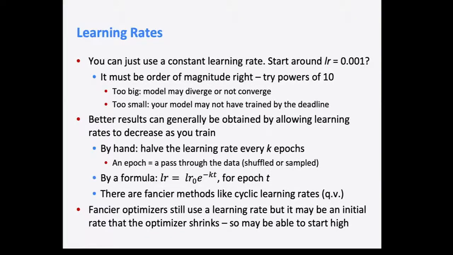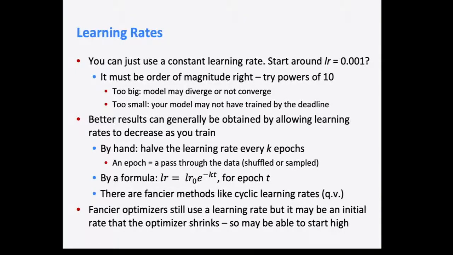If your learning rate is too small, your model may not train by the assignment deadline, and then you'll be unhappy. So commonly people try powers of 10 and see how it looks, right? They might try 0.01, 0.001, 0.0001, and look at how the loss is declining and see what seems to work. In general, you want to use the fastest learning rate that isn't making things become unstable.